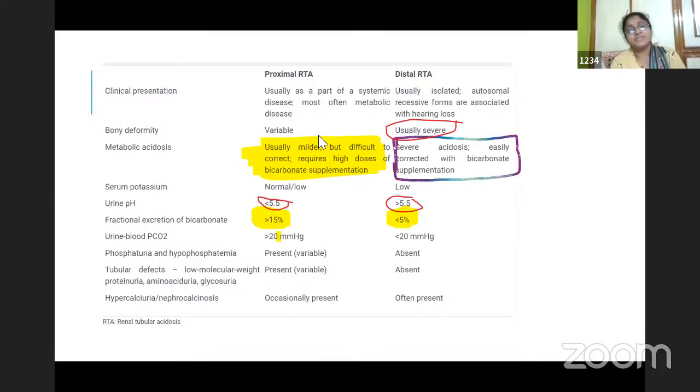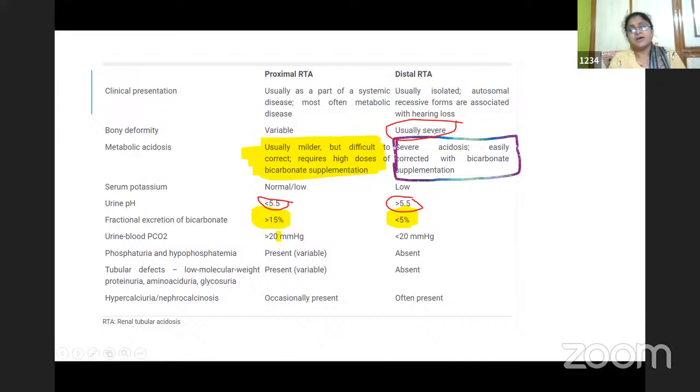So how do you differentiate between proximal RTA and distal RTA? There's a big table, but to remember, most important is the bone deformities are very severe in distal RTAs, and the acidosis is also severe in distal RTAs, but it is easy to correct with bicarbonate supplementation. So this we can see only once we start the patient on treatment. And as I told you, distal is always an acidification defect. So the urinary pH is always alkaline, and the bicarbonate excretion is more in the proximal RTAs.